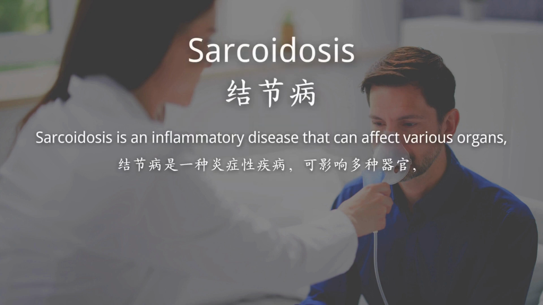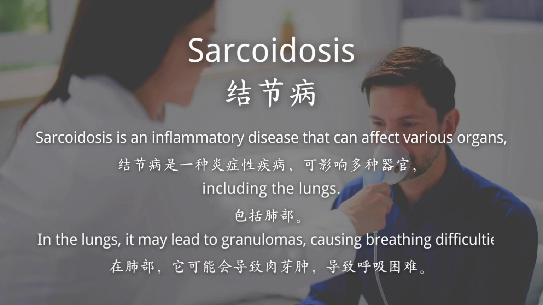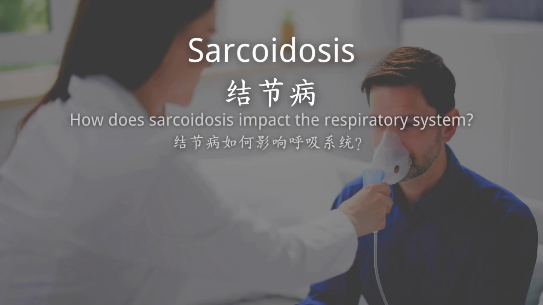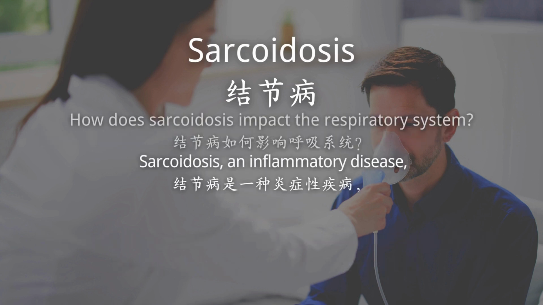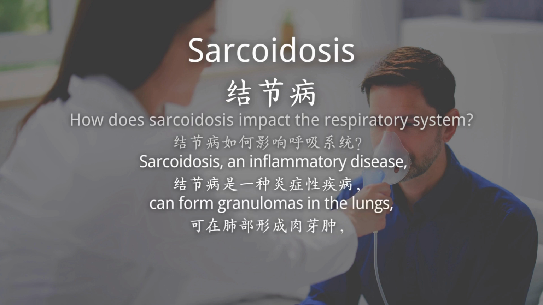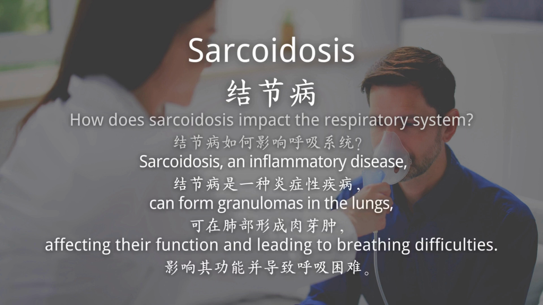Sarcoidosis. Sarcoidosis is an inflammatory disease that can affect various organs, including the lungs. In the lungs, it may lead to granulomas, causing breathing difficulties. How does sarcoidosis impact the respiratory system? Sarcoidosis, an inflammatory disease, can form granulomas in the lungs, affecting their function and leading to breathing difficulties.